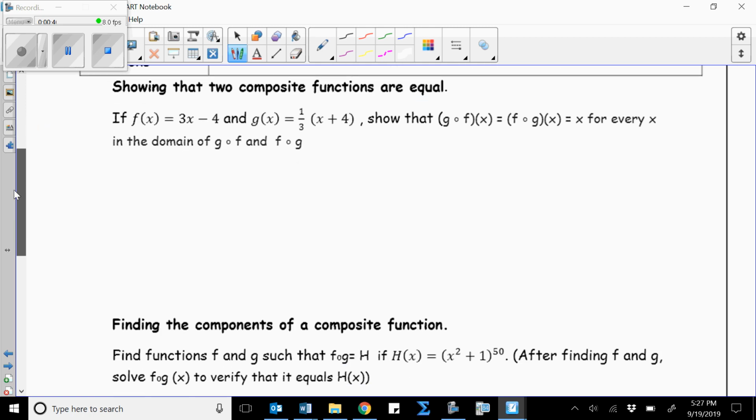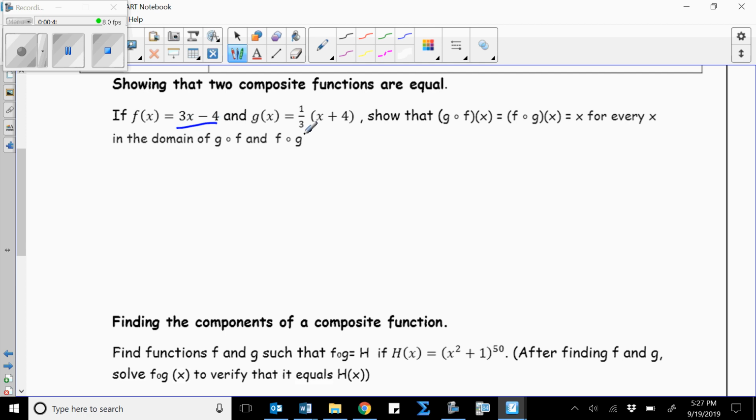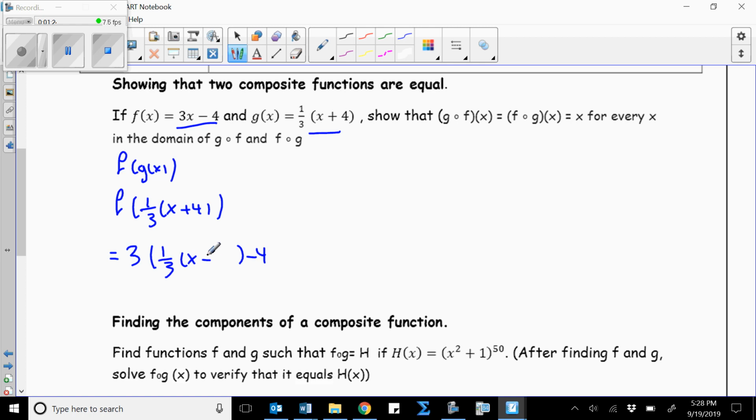For example, here we have f of x equal to 3x minus 4 and g of x like this. We want to prove they are commutative. So we start with f of g of x. Instead of g of x, we replace 1 over 3 times x plus 4. This will replace the x here. So in f of x, we had 3 times x minus 4, but the x will be replaced with this new value, 1 over 3 times x plus 4.